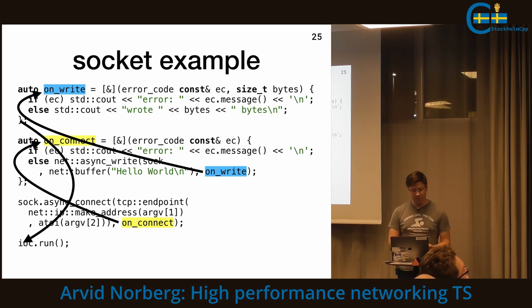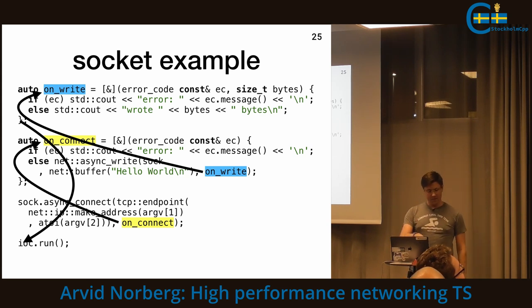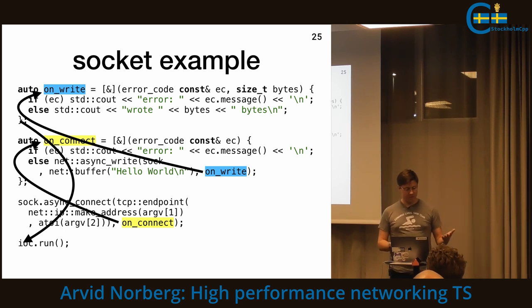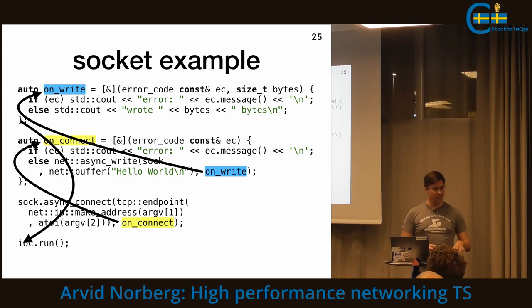Right. So, exactly. This is slideware, so I took some shortcuts. Sock is not declared anywhere here. It's assumed to be declared further up. But the lambda captures everything by reference. So it makes it with completion handlers. Almost all of them either just take an error code or they take an error code and the number of bytes. There is another: if you do a hostname lookup, you get a bunch of endpoints.